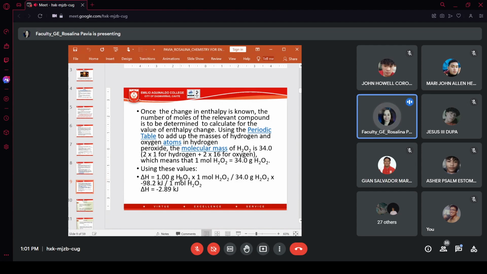So start with 1 gram hydrogen peroxide times the molecular mass of hydrogen peroxide, ilagay nyo sa baba, 34 grams per mole multiplied by negative 98.2 kilojoule per mole of H2O2. And by that, you will be able to get delta H equals negative 2.89 kilojoule. Nasundan nyo ba? Nasundan niyo ba yung how delta H was determined making use of dimensional analysis?